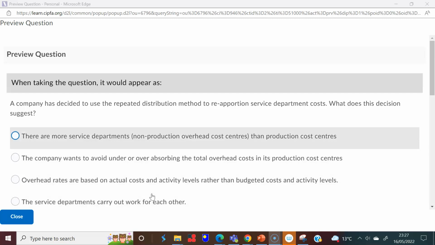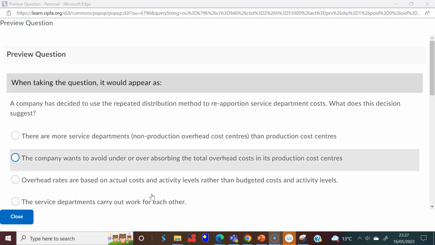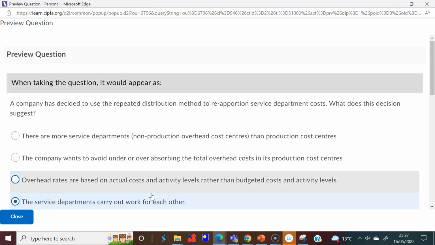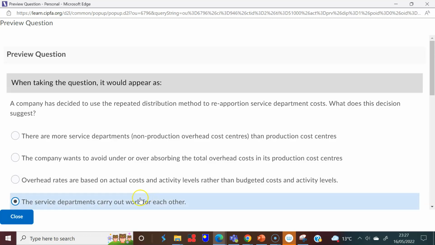So really the answer here, none of these, it's not about whether or not the service departments are more than the production departments or anything along those lines. It's simply about the fact that we have the service departments working for each other, and hence the answer here is the last one.